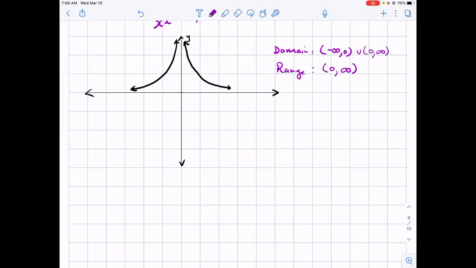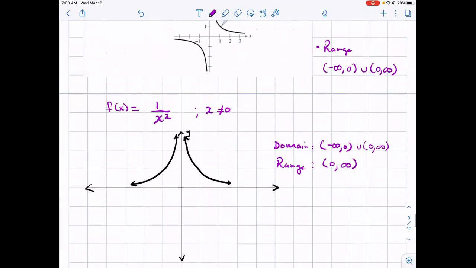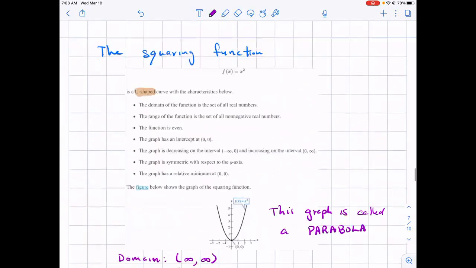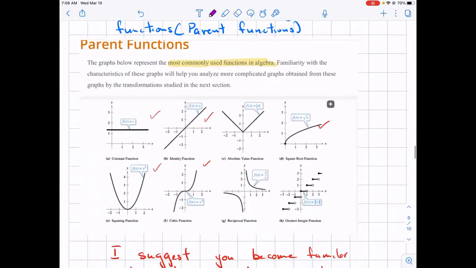Okay. The graph is increasing from negative infinity to 0, and it's decreasing from 0 to positive infinity. There is y-axis symmetry. So this is one that's not on the list. I don't think it is, but let's look back. Yeah, I don't see that on the list of commonly used, but you should know that, okay?